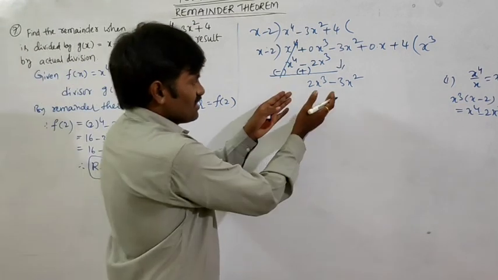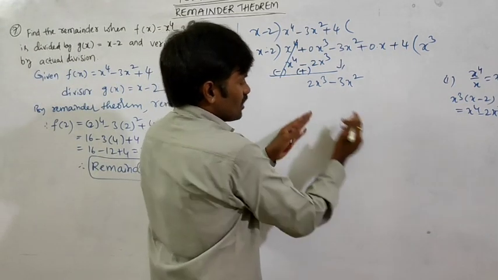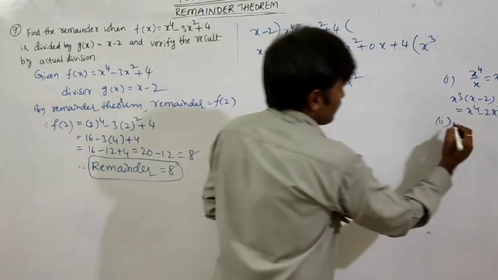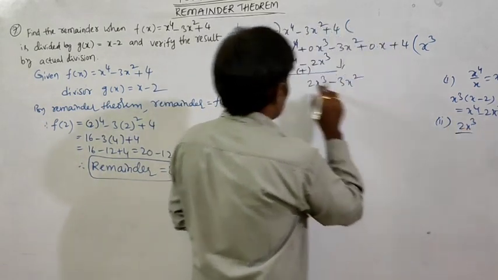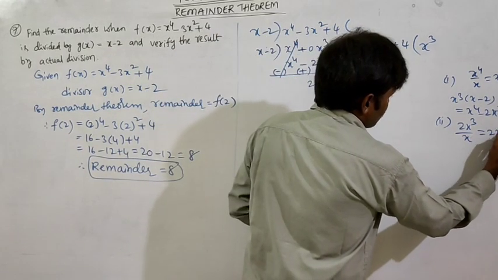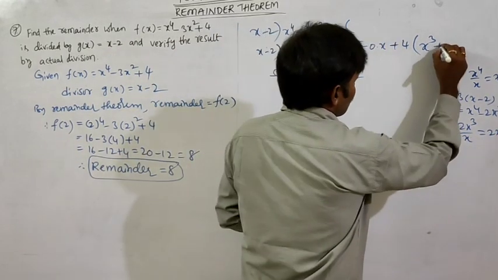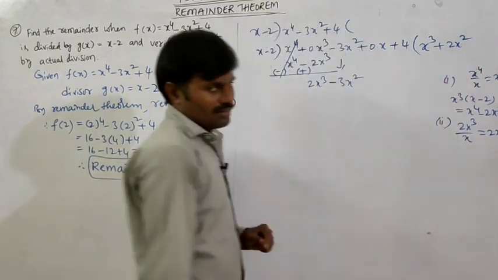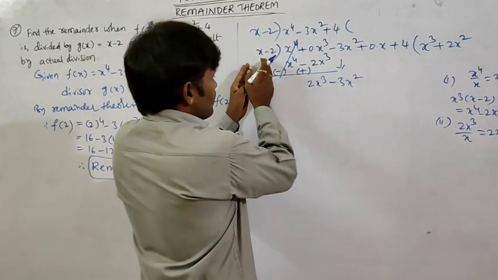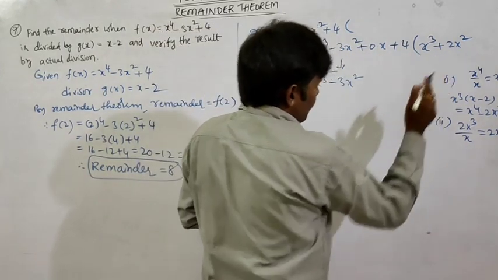Okay. Now it is a new dividend. So in step 2, what do we have to do? We have to divide the first term of the new dividend, that is 2x cube, by the first term of the divisor, x. If you simplify, we get 2x square. It is the second term of the quotient. Am I correct? Yes. Now multiply the whole divisor by the second term of the quotient.